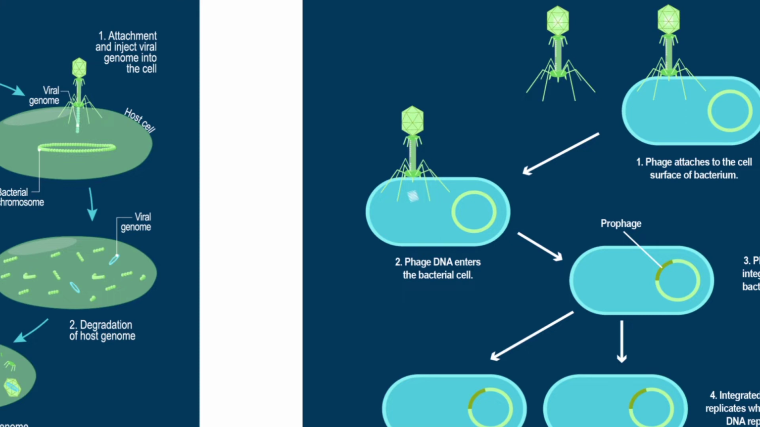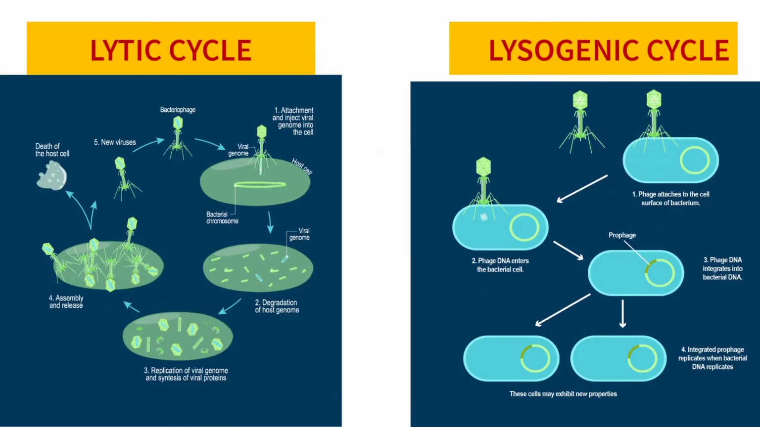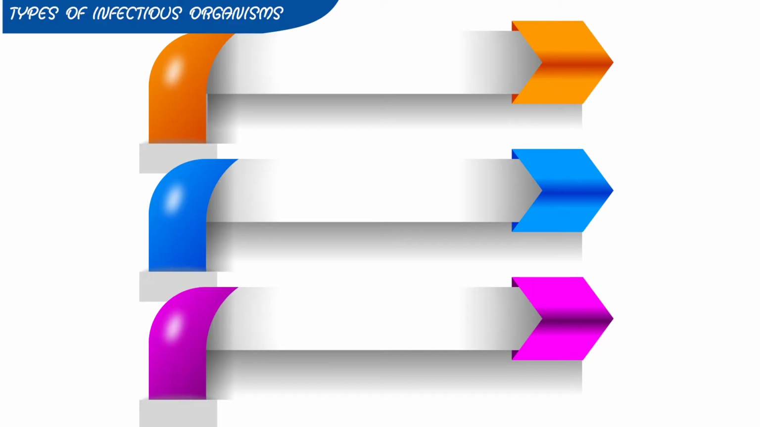This will then multiply and result in two daughter cells. So this is the lysogenic cycle. In the lysogenic cycle, you get an integrated DNA which will result in two daughter cells. Here there is no bursting of the host cell and no killing of the host cell; the cycle just follows like this. This is what is called the lysogenic cycle. I hope this is very clear, right? Lytic and lysogenic. Okay, so the next one, the types of infectious organisms that we have.